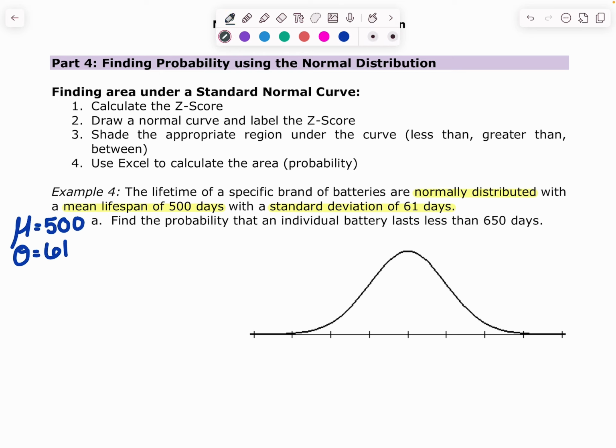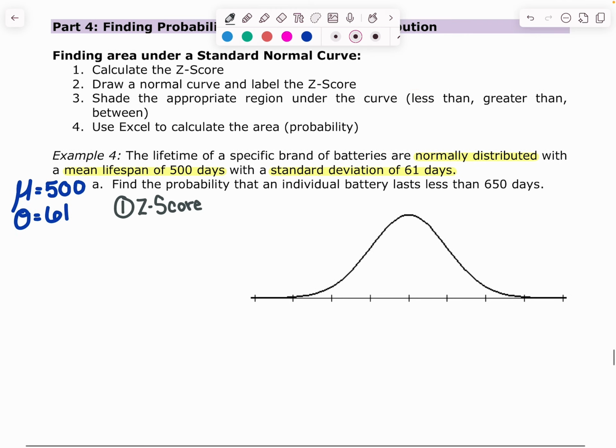So I'm going to follow my steps. The first step is to calculate the z-score. So our z-score equation, z equals x minus mu divided by sigma. And I realized I got ahead of myself. I got excited. I'm so sorry. Let me read the actual problem. I just get so excited.